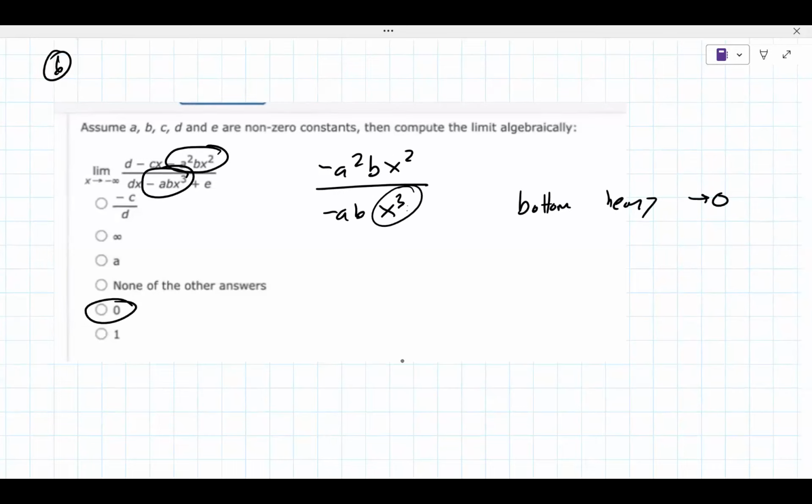He didn't talk about the bottom heavy and top heavy rule, so I was like, what is going on? Okay, so I submitted that, and now I'm on number 7.